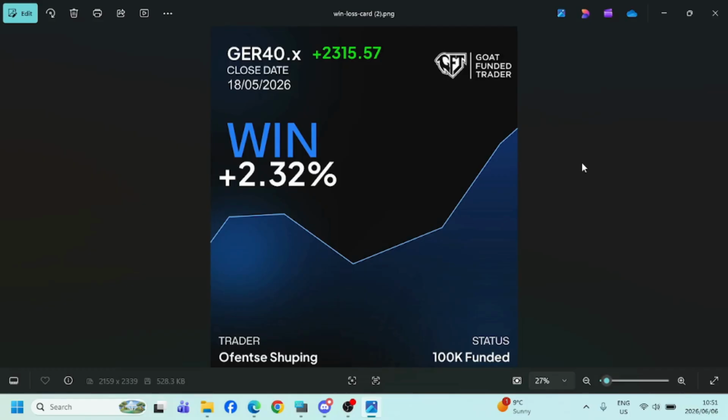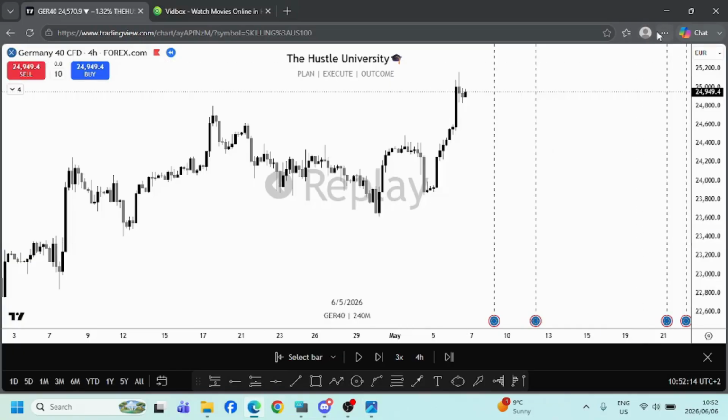Yeah, so today what I'm gonna do is show you how I was able to get this trade on Ger40. I'll be doing a breakdown, so hopefully this can be helpful for your trading, and you can follow the same steps that I used to make this trade and get $2,300 off of this trade on my 100k funded account, right? So let's get into the market.